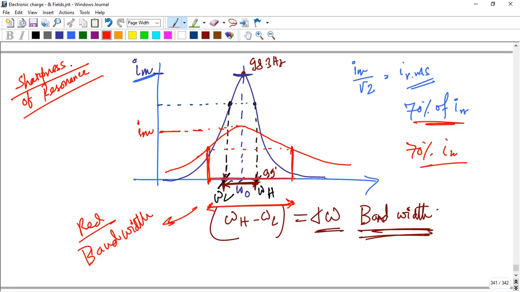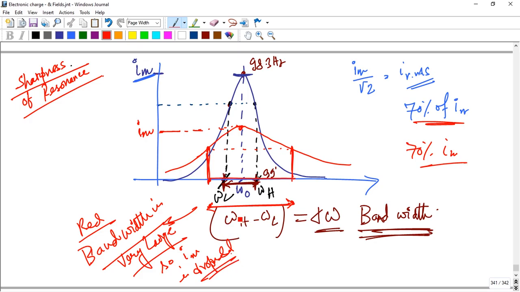Bandwidth is very large, so the maximum current is dropped. So Im is dropped, which means there is noise here. There is not a clear-cut or quality sound here. You see, this radio signal is not a perfectly good quality sound. There is some noise in that signal.